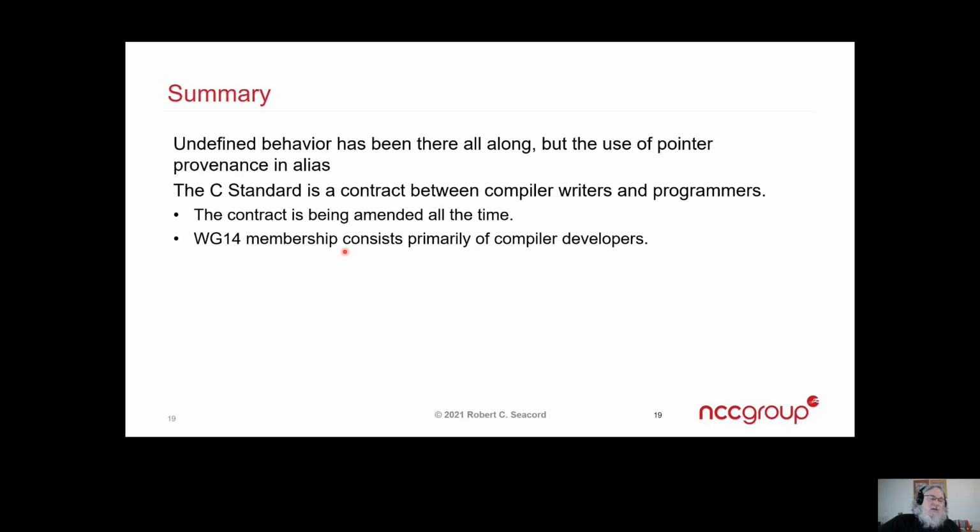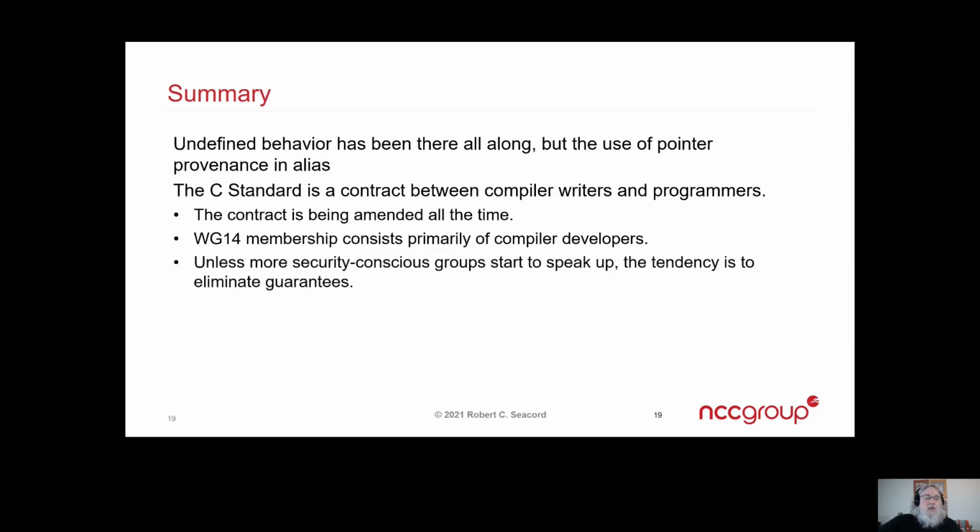And so the compiler developers continue to pursue more and more aggressive optimizations. So unless more security conscious groups speak up, and speak up loudly, in the context of the standards committee or in discussions with your compiler vendors, the continuing tendency is to eliminate guarantees from the standard to allow greater optimizations and subsequent performance improvements, but with fewer guarantees about the correctness and the security of the code.